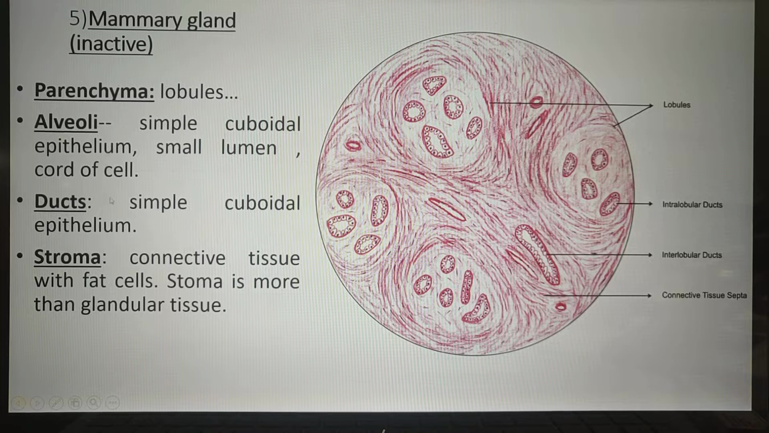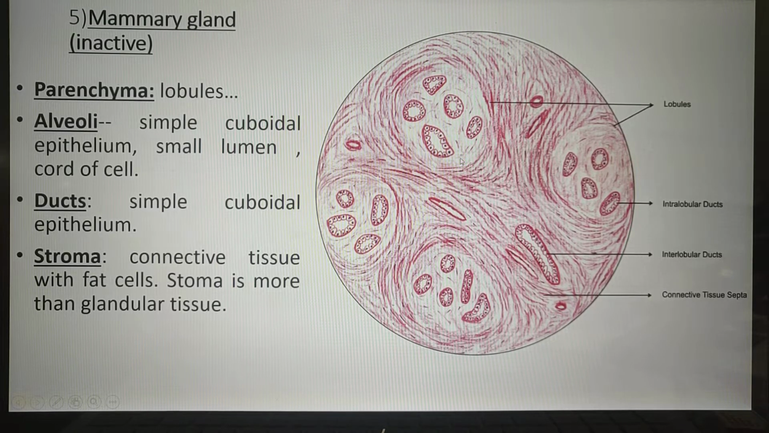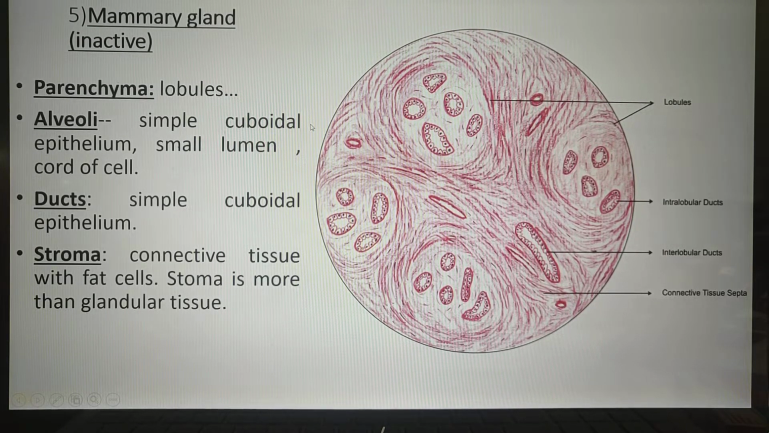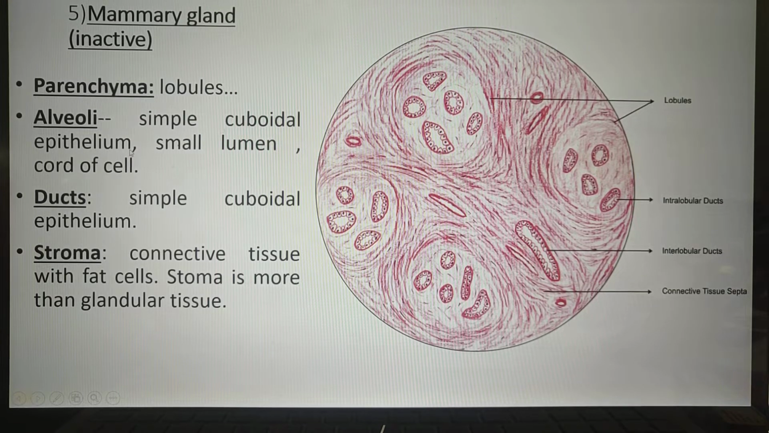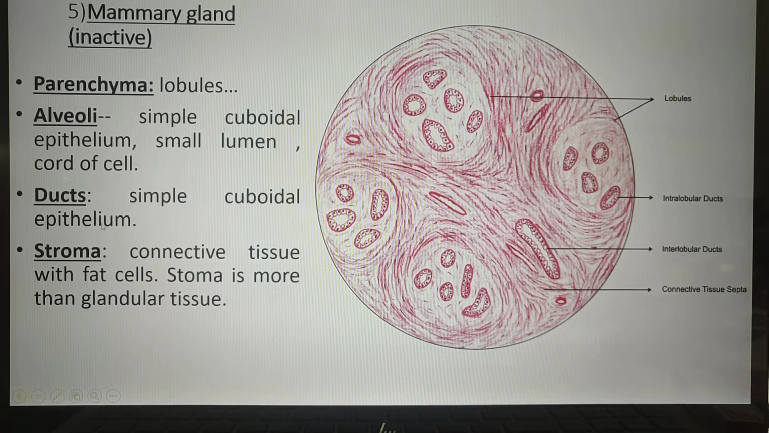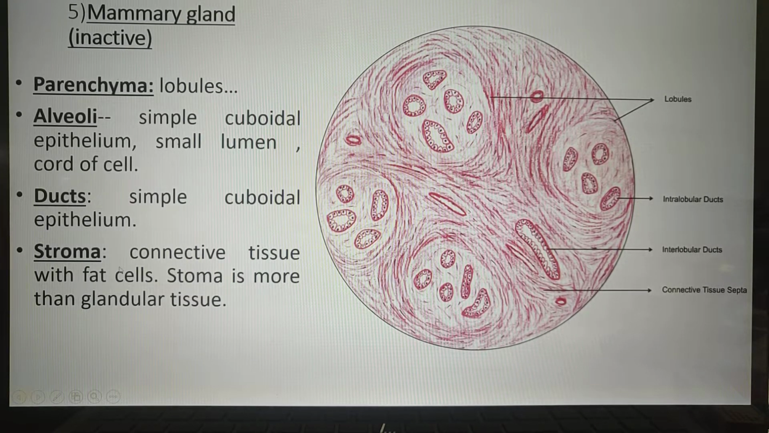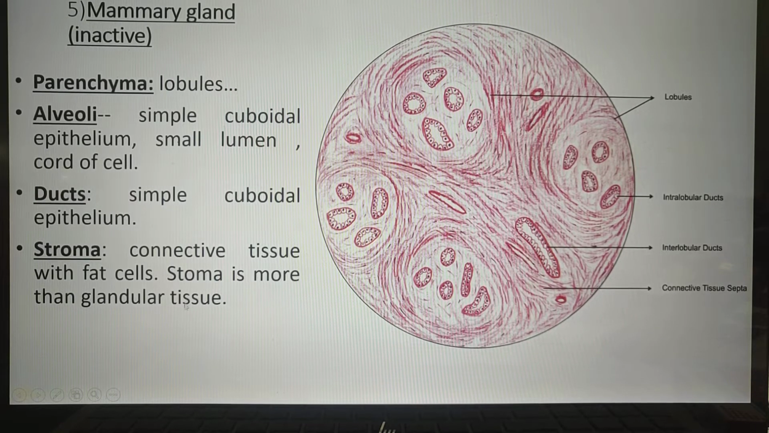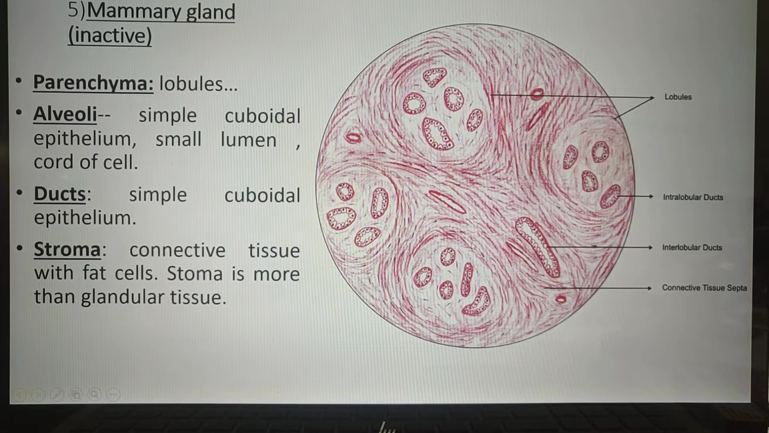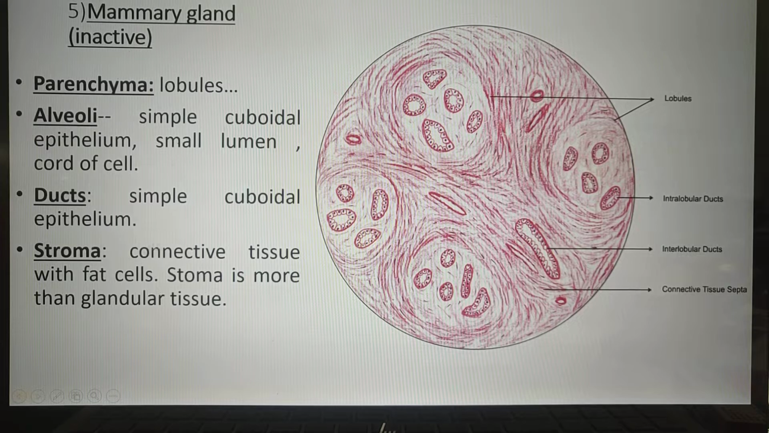The mammary gland can be active or inactive. The parenchyma divides into lobules. This is a lobule. The alveoli are lined by simple cuboidal or simple squamous epithelium, with a small lumen and cords of cells. The duct is lined by simple cuboidal epithelium. The stroma is connective tissue with fat cells. The stroma is more than the glandular tissue in the inactive stage, while the gland is more during the active stage.